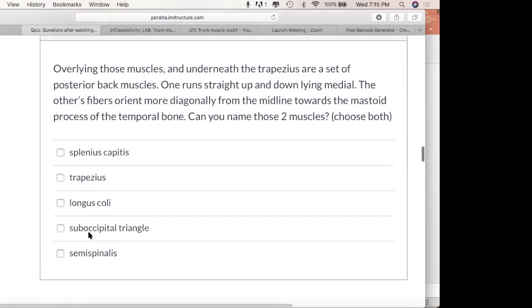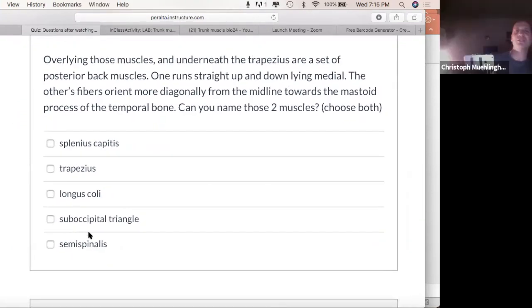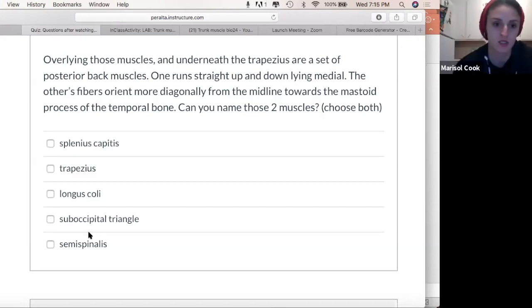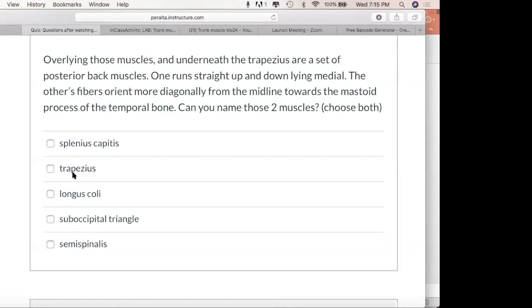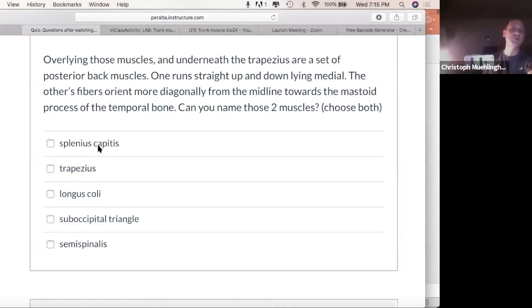We're almost done. Overlaying those muscles, and underneath the trapezius, are a set of posterior back muscles. One runs straight up and down, lying medial. The other fibers orient more diagonally from the midline to the mastoid process of the temporal bone. Can you name those two? Splenius capitis and semispinalis. There you go.